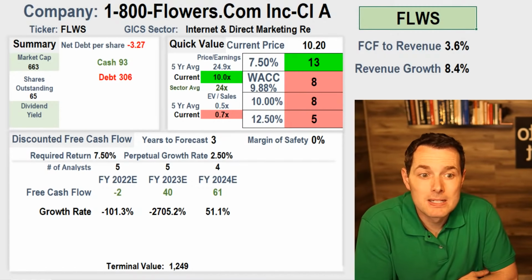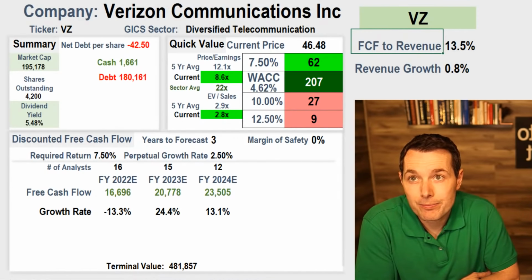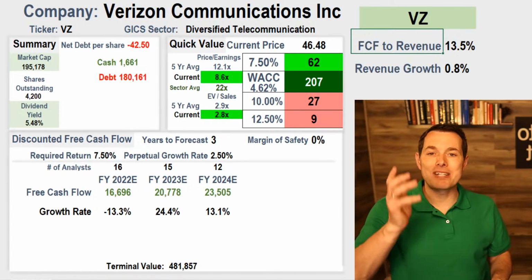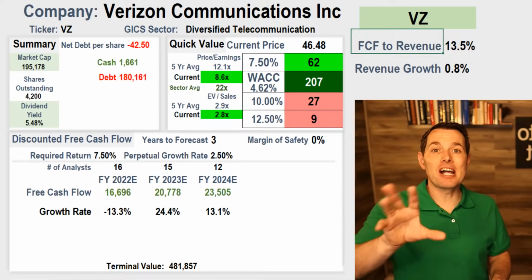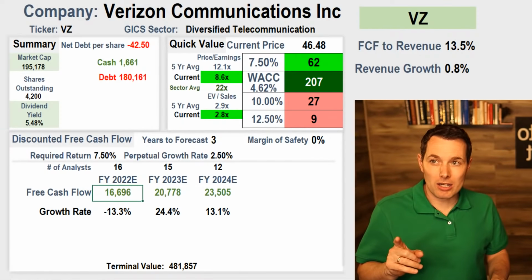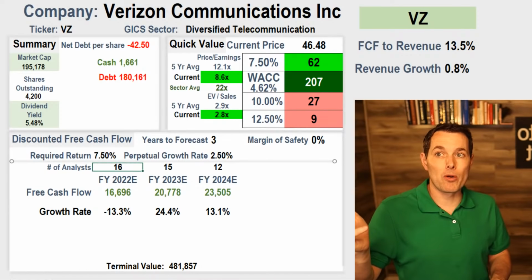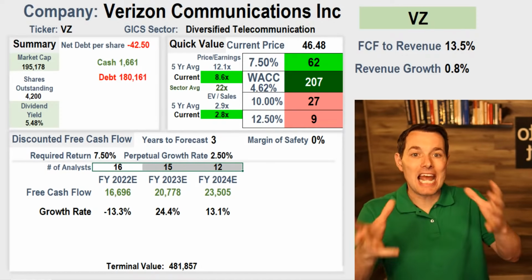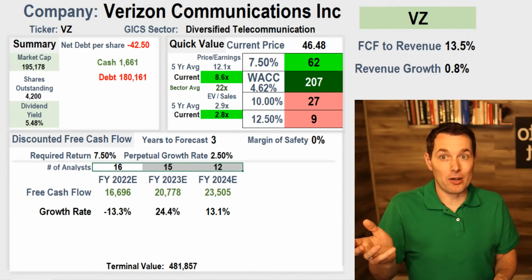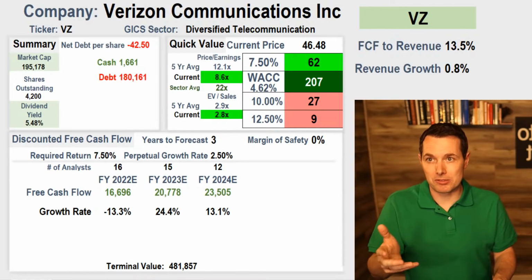I like it. I think I see Verizon on there, VZ. Again, another good one. I'm telling you, there are so many good names right now. Now, this is actually a good example. $16 billion in free cash flow, 20 billion, 23. Plenty of analysts, more than enough analysts. And again, we're taking the average of all these analysts, so these should be fairly good numbers.